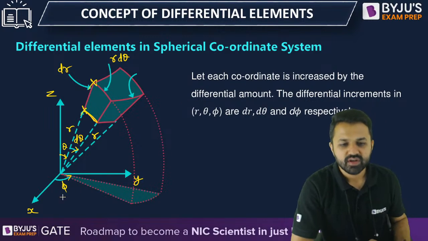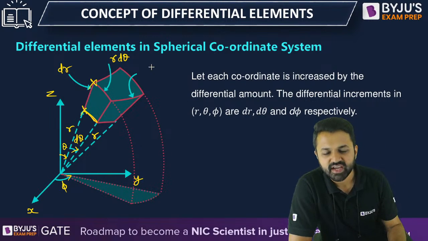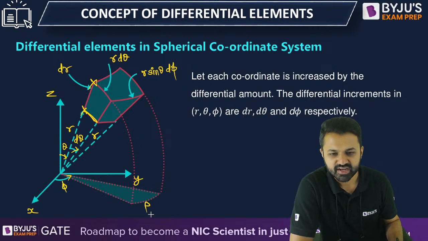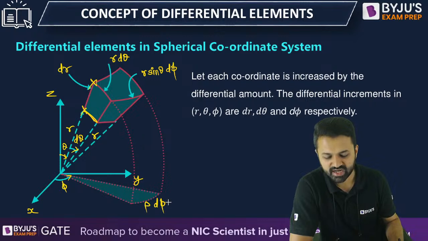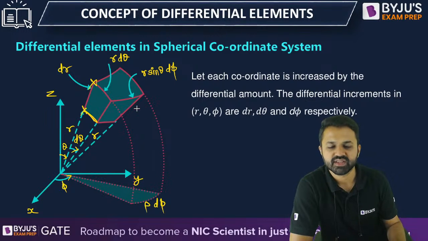Yeah. So now, when you move in the direction of phi, it is rho d phi, and rho is r sine theta, so the length is r sine theta d phi. Okay. So in this way, you will get it.